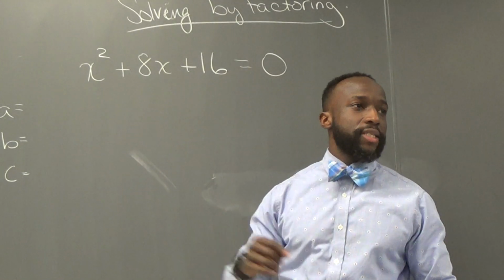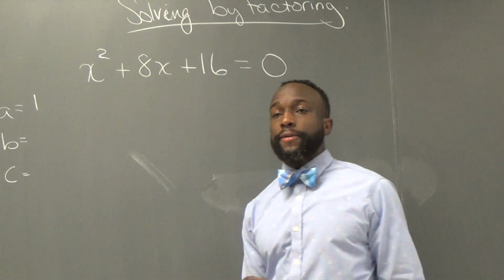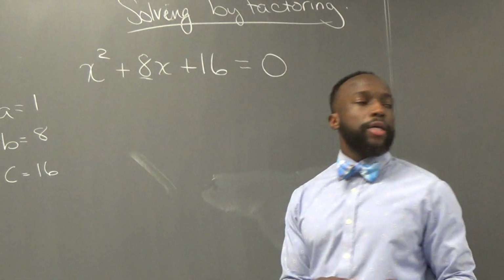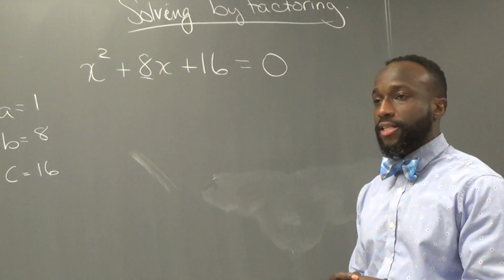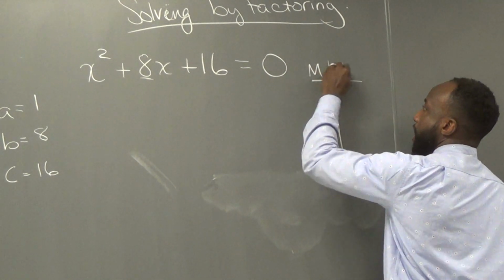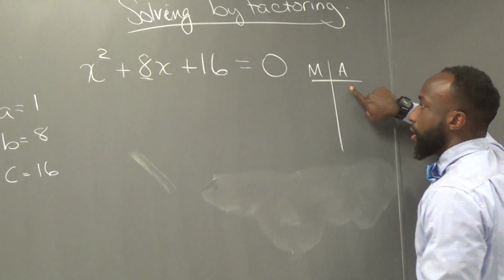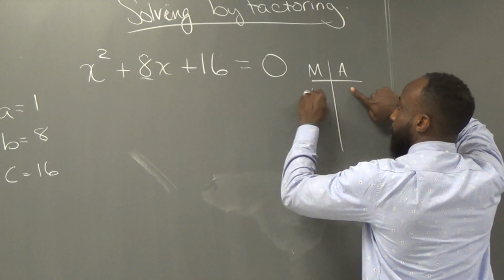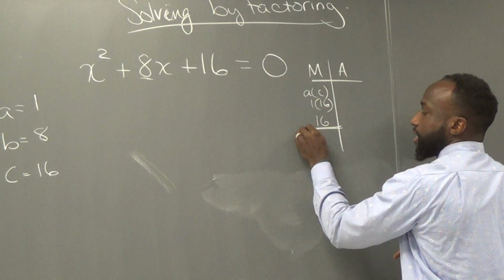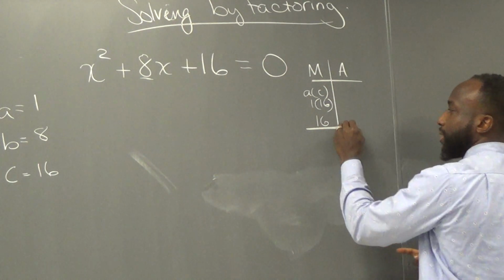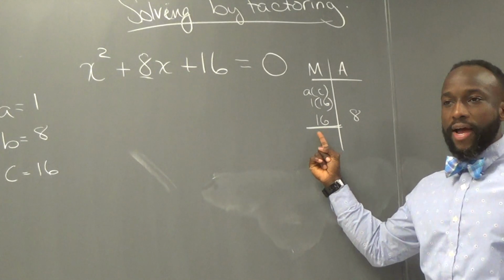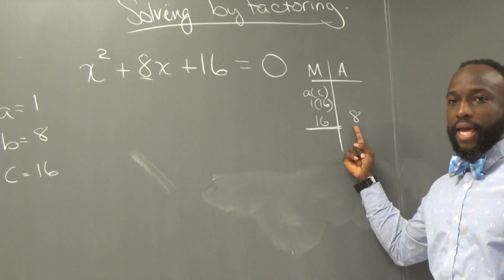Alright, so in this problem, guys, what's A? 1. What is B? 8. And C is? 16. Alright, so to factor this out, we're going to have to find the factors of A times C, right? And so we created this table, like an MA table, right? Multiplies to A times C, adds to B. A times C is going to be 1 times 16, which is 16. So it's going to multiply to be positive 16, and it's going to add to be the B term, which is 8. Okay? So now what we have to do is find the factors of 16 that add to be 8.